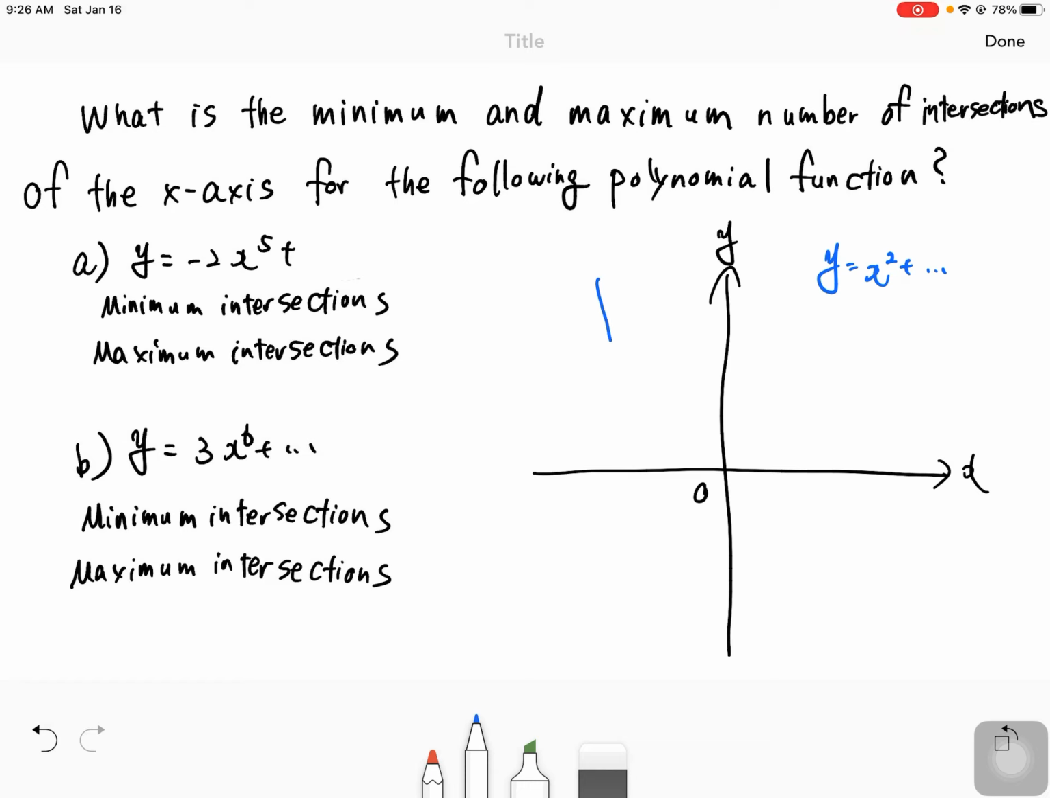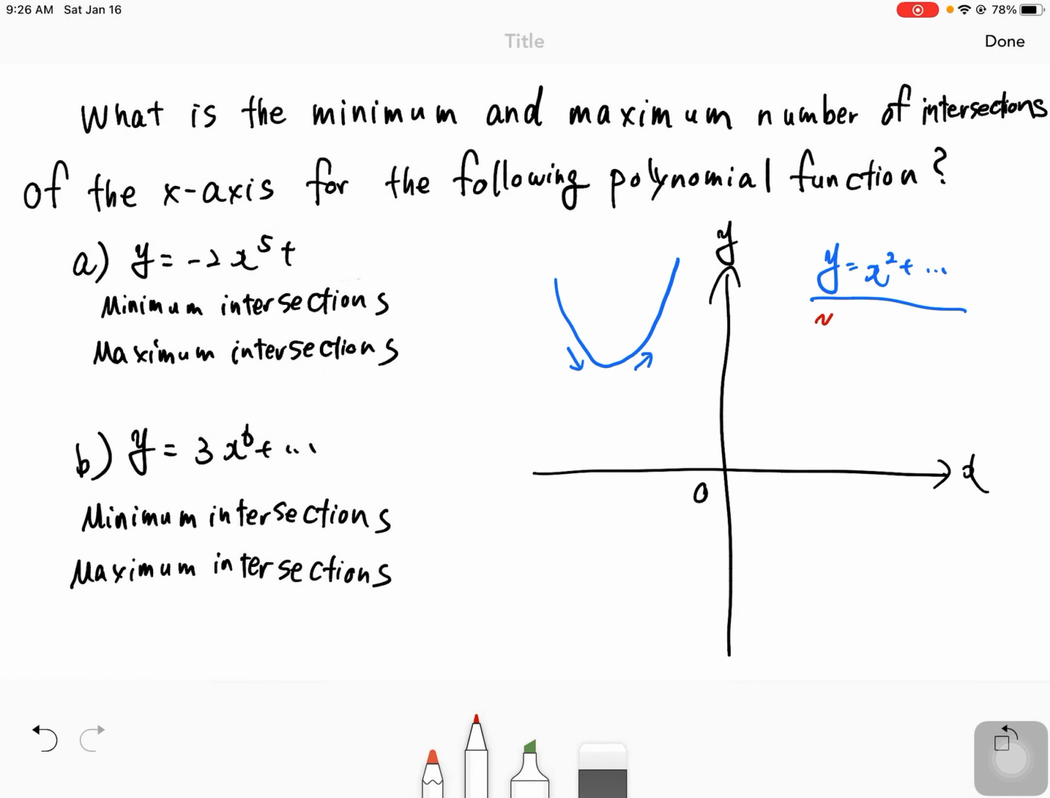The graph y equals x squared is like this. And in the last chapter, I explained transformations of graphs. So it can move, it can translate, it can reflect, it can compress, it can expand. But anyway, what I wanted to say is, if the degree of the polynomial function is 2, the graph has one turn, like this.